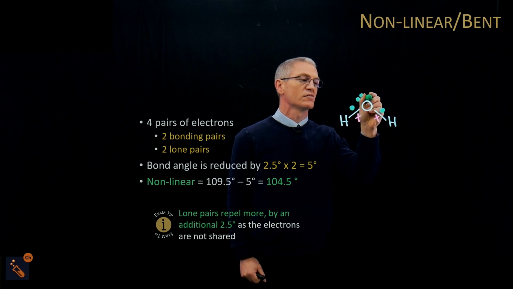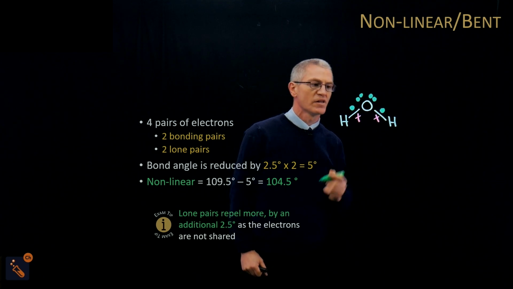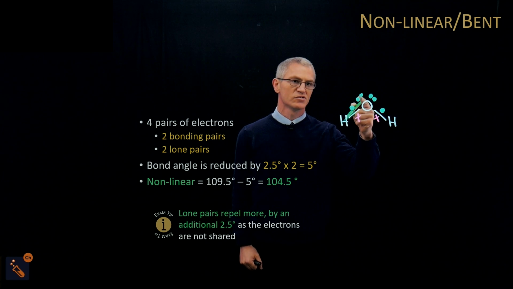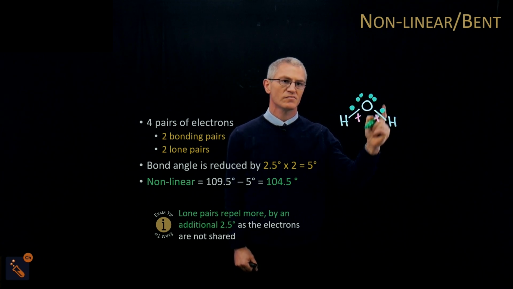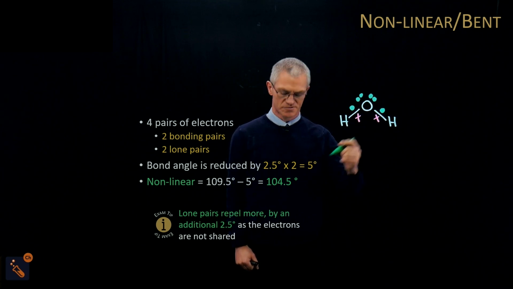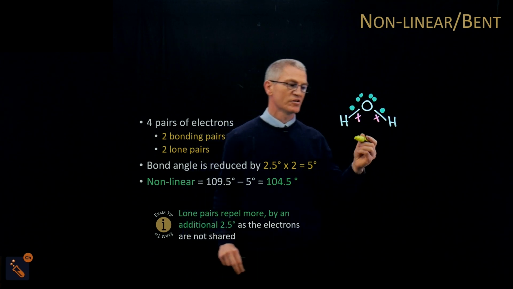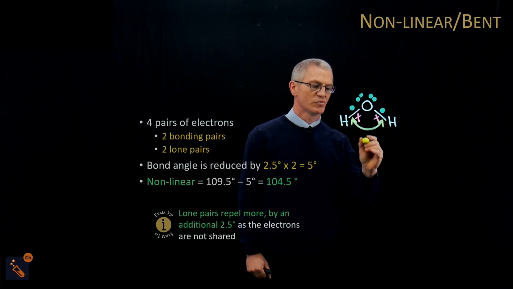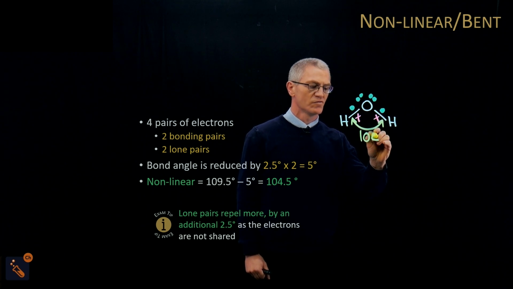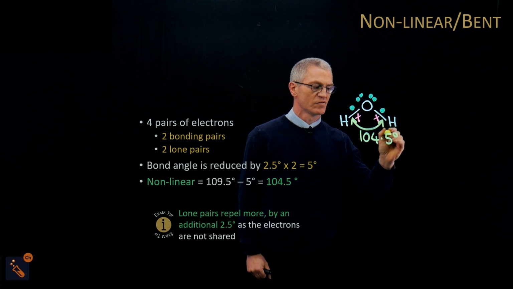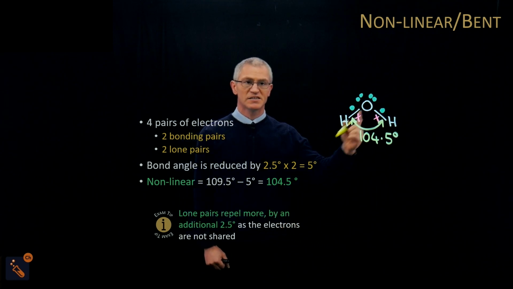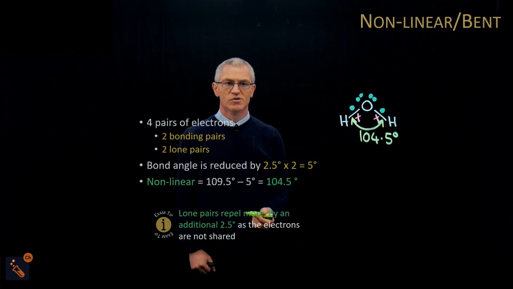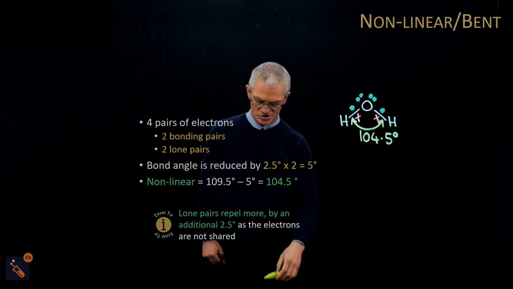And there's our oxygen electrons. And you'll notice that we have 2 lone pairs and we have 2 bonding pairs. If we then put the bond angle on here, we say, right, what is the bond angle here? It'd be 104.5 degrees. And that's how you draw the bond angle for nonlinear for water.